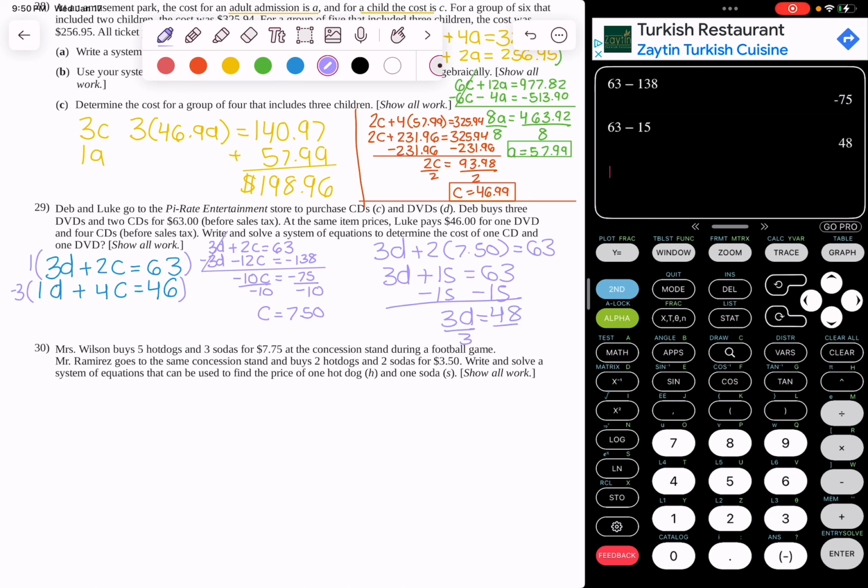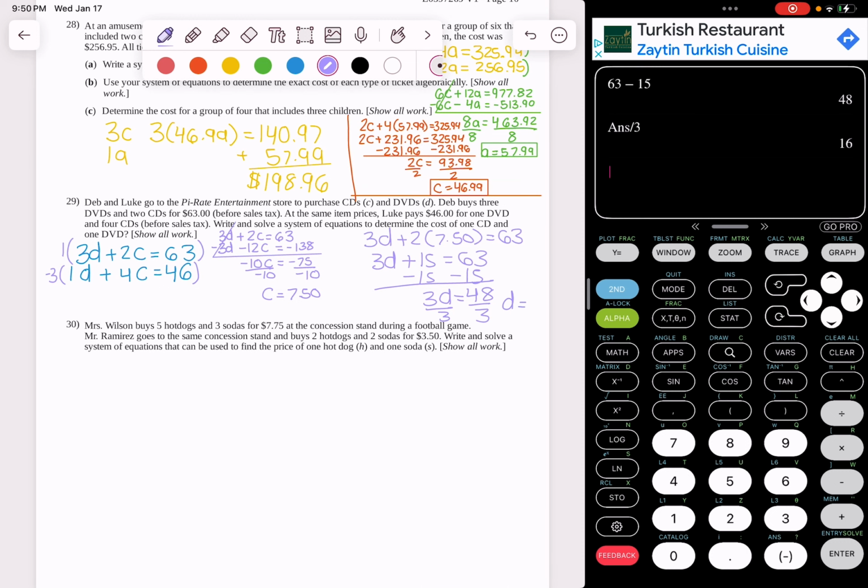Divide by 3. We get DVDs are $16. And let's make sure this makes sense. Let's plug in: 3 DVDs at $16 plus 2 CDs at $7.50 does equal 63. Then 1 DVD, which is $16, plus 4 CDs, which are $7.50. Does it equal 46? It does. So we are good. CDs are $7.50 and DVDs are $16.